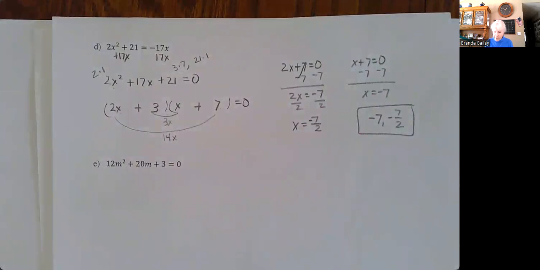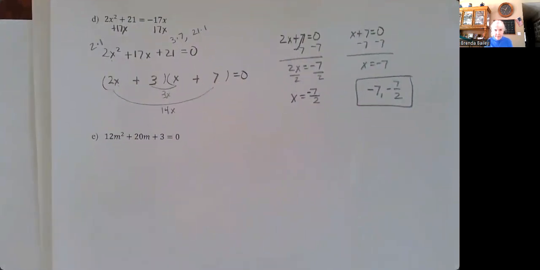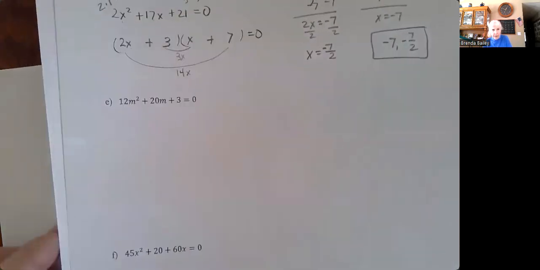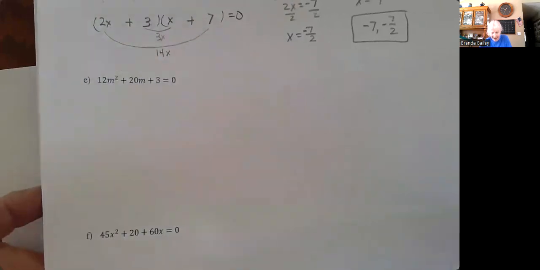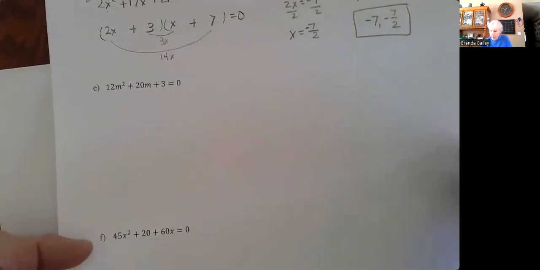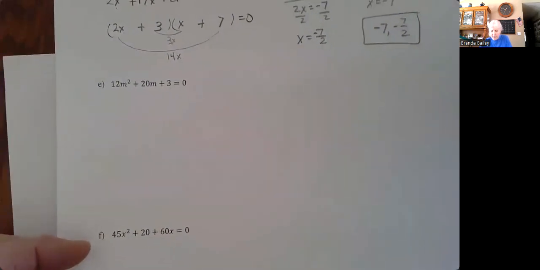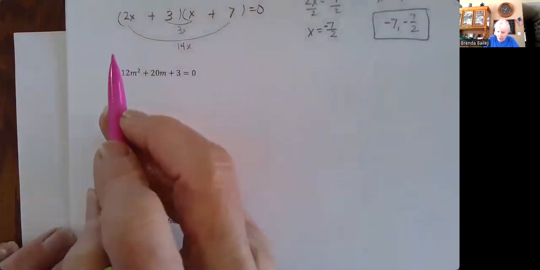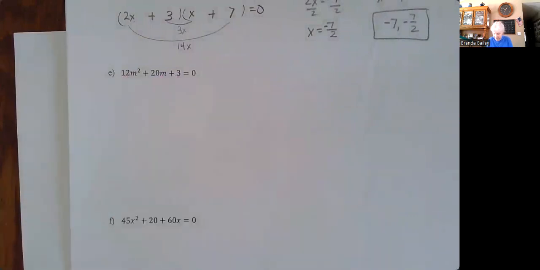All righty, let's go to the next. Let's go to E. Now looking at E, it's already set equal to 0. So you have to ask yourself, okay, is there a greatest common factor? Well, no, not with all 3 numbers, the 12 and 3, but not with that 20. There's not a number that goes into all of those evenly. So we're going to start to factor. And this one, we're going to use the X box method as a review.